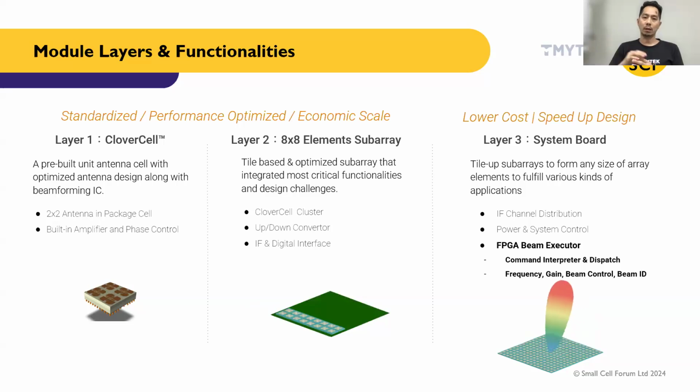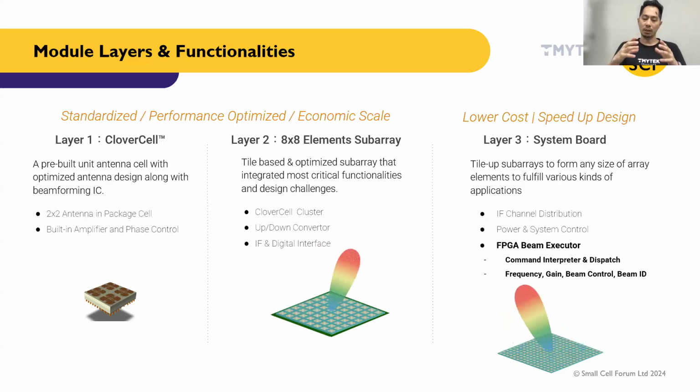So the ODMs and other ecosystem partners can use our subarray and build on their system board. So this system board is for mounting our subarray with different use case designs. For example, if you need multi-beam, you need MIMO, so you need to design the multi-phase of the IF phase. And also this board will be in charge of power and some system control. And the most important is this board contains an FPGA.